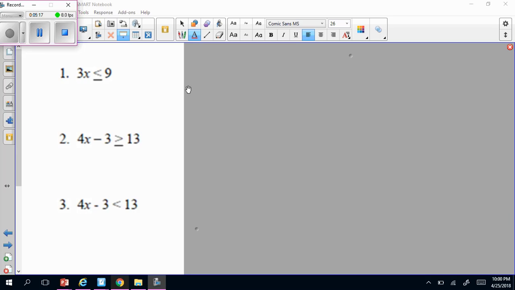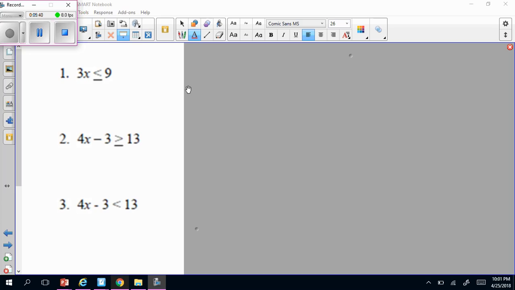Now, when we're solving inequalities, it's just like solving equations. The only thing is that the signs are different. So treat it like the equation it is. So I have 3x is less than or equal to 9. Don't worry about the signs just yet. Just worry about getting x by itself.